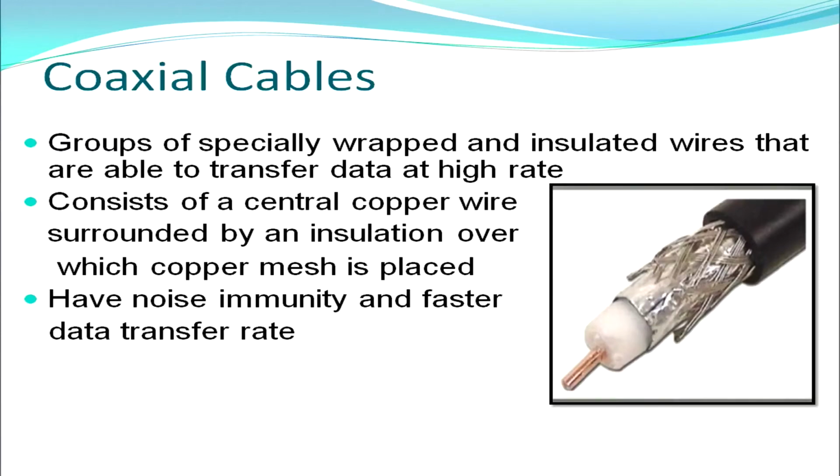The central copper wire, as you see in the picture, is in the center. It is surrounded by an insulation layer, above which again a copper mesh is there. So, the noise immunity is very good, and it has a faster data transfer rate as compared to the twisted pair. Because of these features, it can be used in long distance communication for telephone lines and for LANs. The coaxial cable is a very commonly used transmission medium.